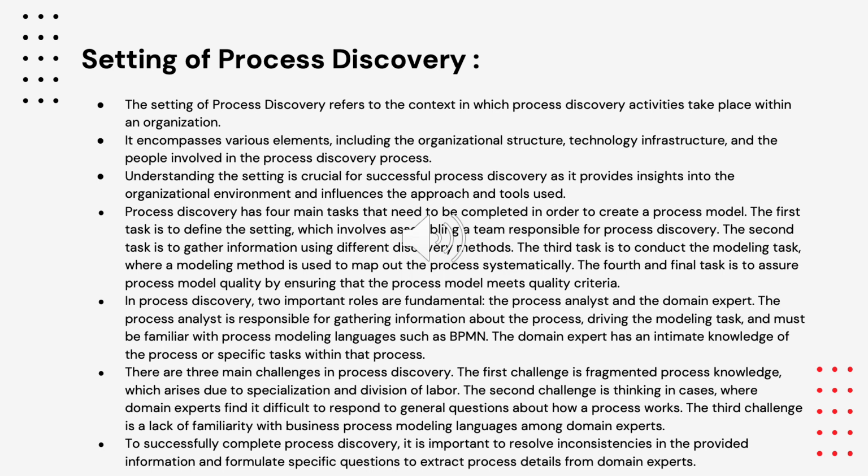Process discovery has four main tasks that need to be completed in order to create a process model. The first and main task is to define the settings, which includes assembling a team responsible for process discovery. The second task is to gather information using different discovery methods. The third task is to conduct the modeling task, where a modeling method is used to map out the process systematically. The fourth and final task is to assure the process model quality by ensuring that the process model meets quality criteria.